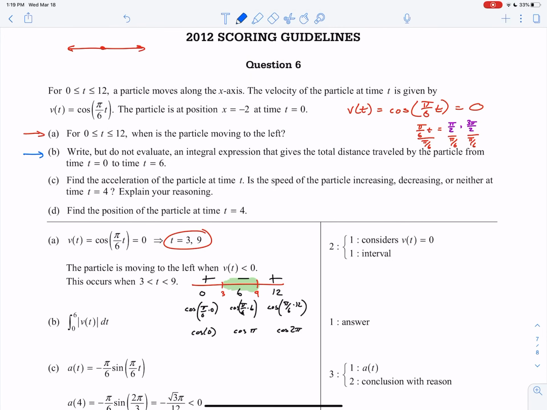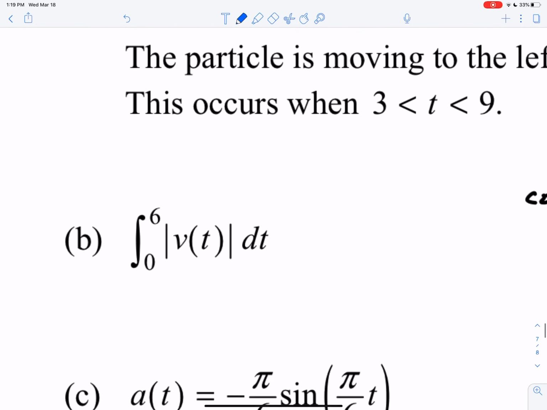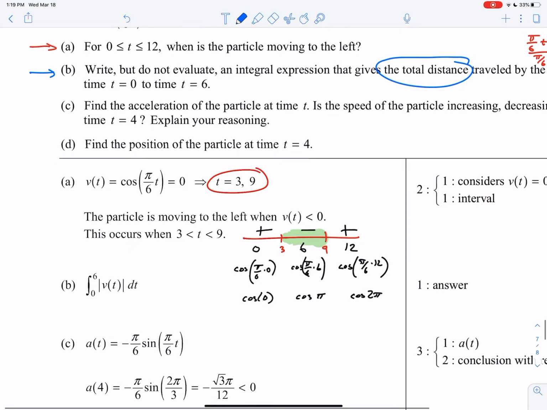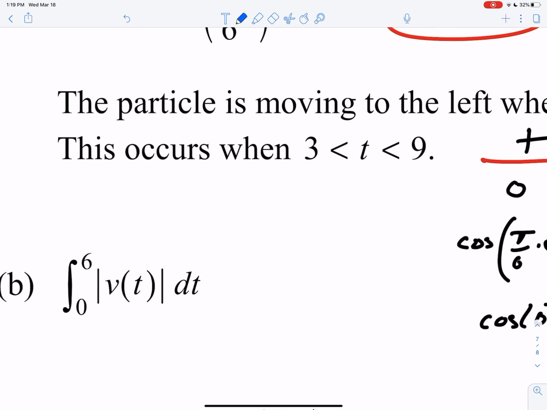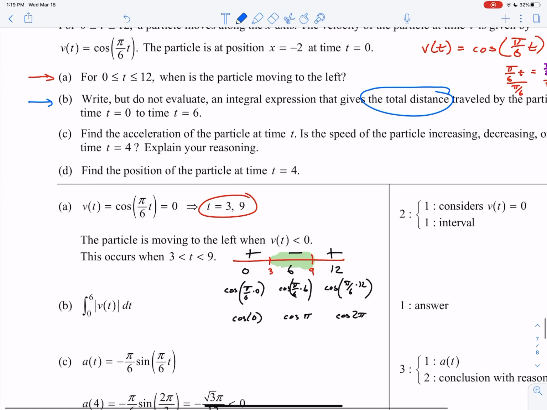Write but do not evaluate an integral expression that gives the total distance. Okay, total distance. Remember, total distance is different from displacement. If you want distance, you have to integrate speed. Speed is the absolute value of v. That is basically it. You're going from 0 to 6. That's a straight one-pointer. Very quick to do. Takes a few seconds if you just know what total distance is.